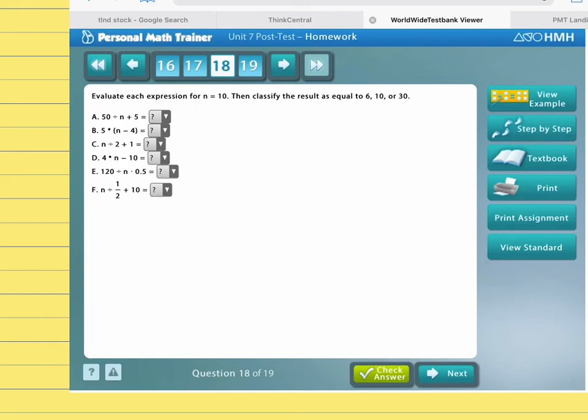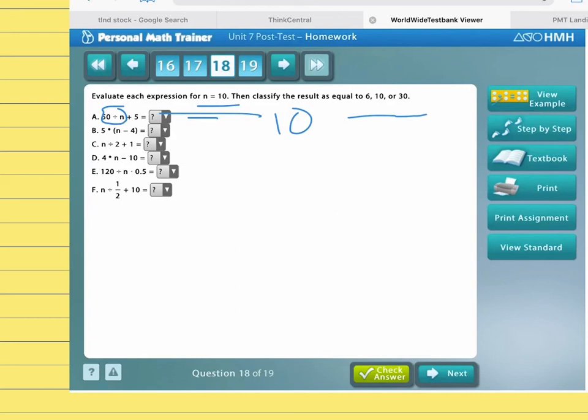Evaluate each expression for 10. So we're going to plug it in, then classify the results as equal to 6, 10, or 30. So all of these are going to be equal to 6, 10, or 30. We know that. Plug in 10 for n. We do 50 divided by 10 is 5. 5 plus 5 is 10. So the first answer is going to be 10.